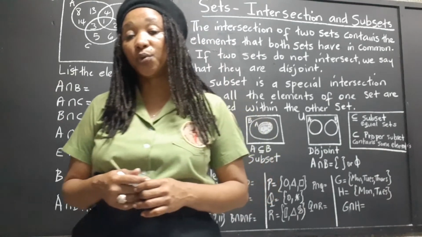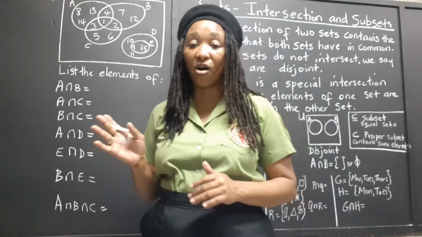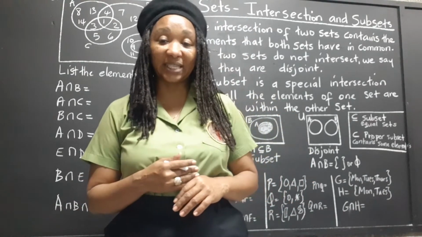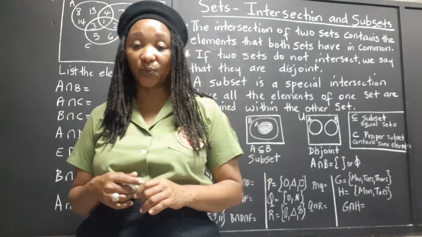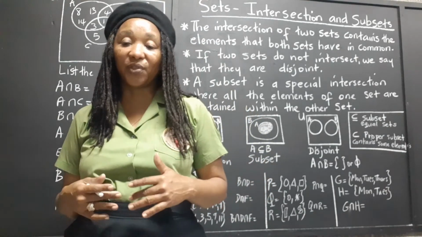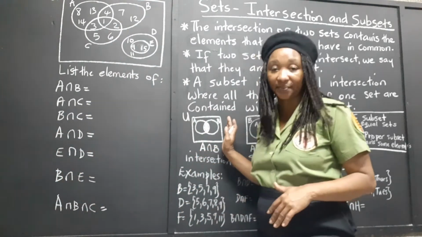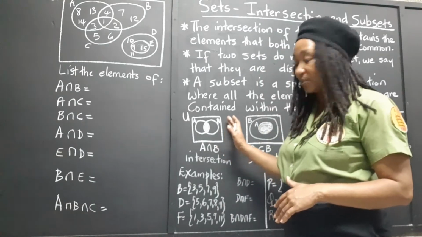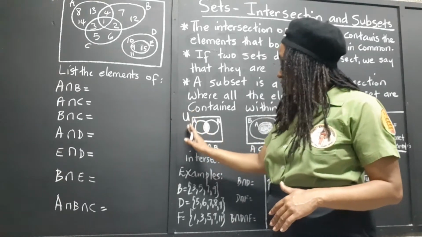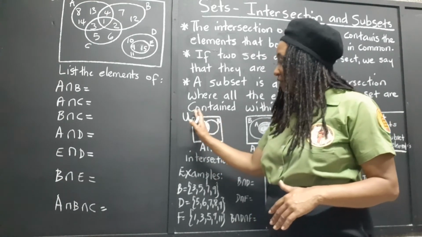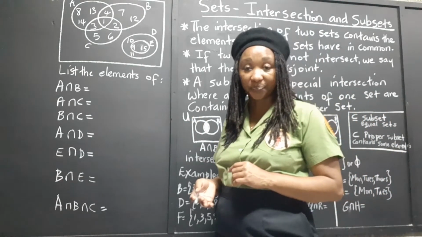So if we have two different sets, and there are elements in one set that are also in another set, we call that the intersection of the two sets. We say that those two sets have those elements in common, and this is how we would represent that on the Venn diagram. So you would see this is a universal set, so the rectangle represents the universal set, all of the elements that are being considered.